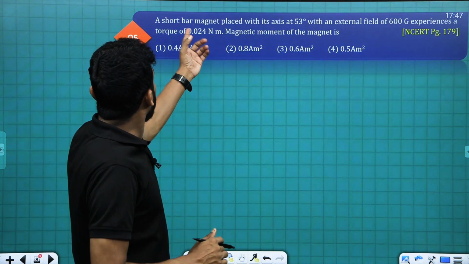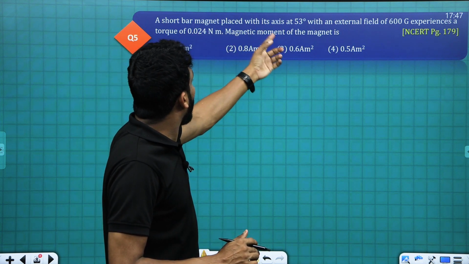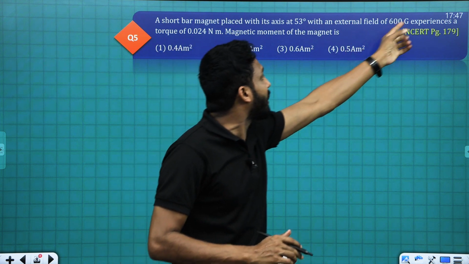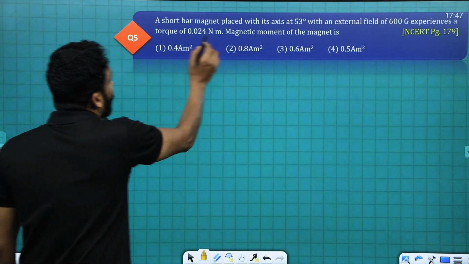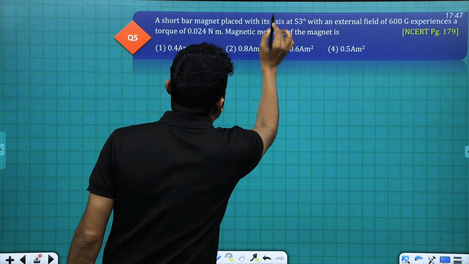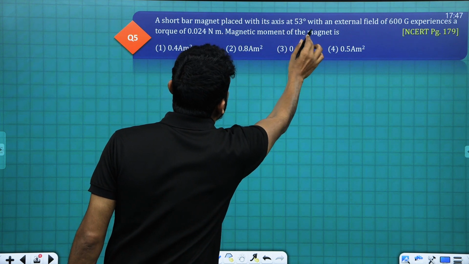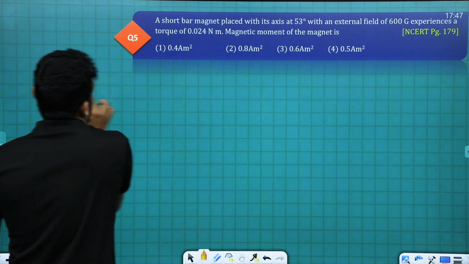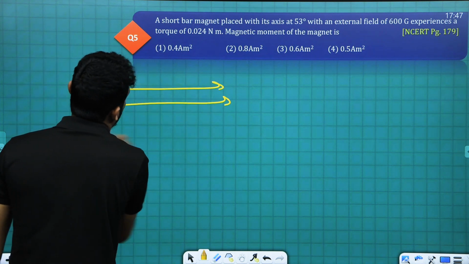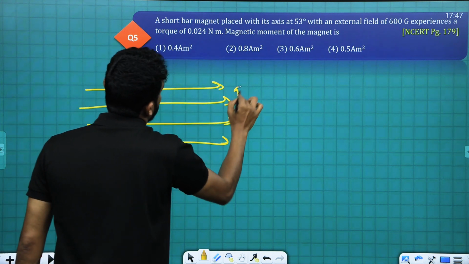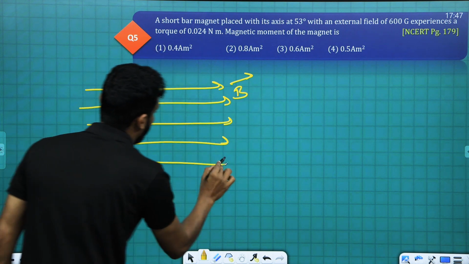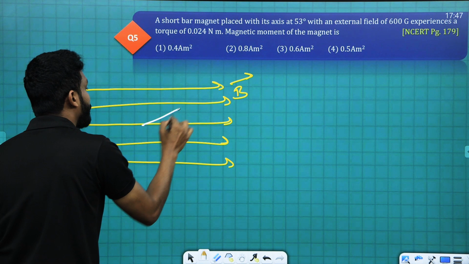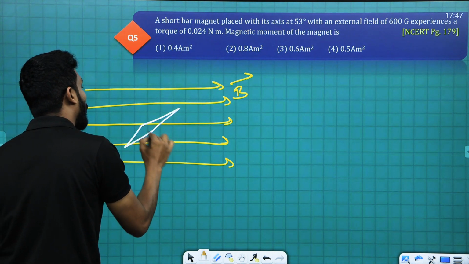Fifth one. A bar magnet is placed with its axis at 53 degree with an external field of 600 Gauss. Let this be a uniform magnetic field region. A magnetic needle is placed here. Let this be a magnetic needle.